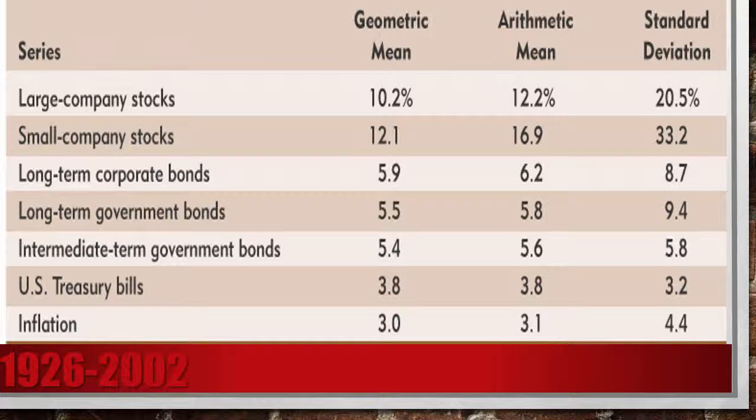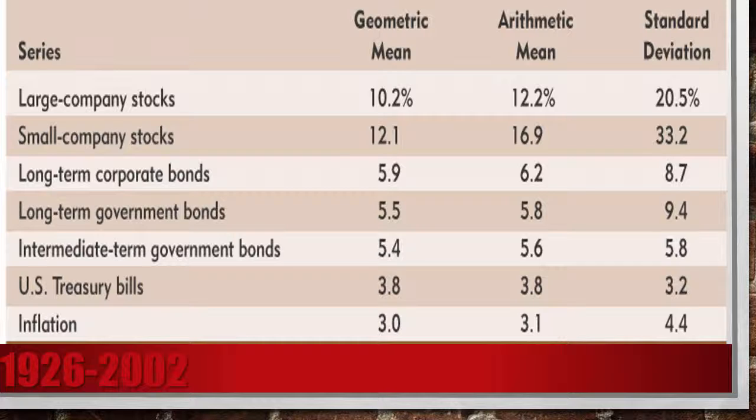The geometric mean return for long-term government bonds was 5.5%, whereas the arithmetic mean was 5.8% with a standard deviation of 9.4%. Intermediate term government bonds had a geometric average return of 5.4% and an arithmetic average return of 5.6% with a standard deviation of 5.8%, which is lower than any of the other four possible investments.